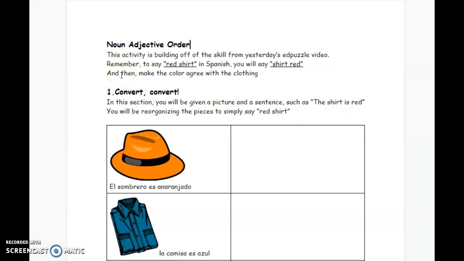So remember, to say red shirt in Spanish, you got to say shirt red, and then you need to make the color agree with the clothing. Okay? So in number 1, convert. It says in this section you will be given a picture and a sentence such as the shirt is red. And you will be reorganizing and simplifying the pieces of this sentence to simply say red shirt.